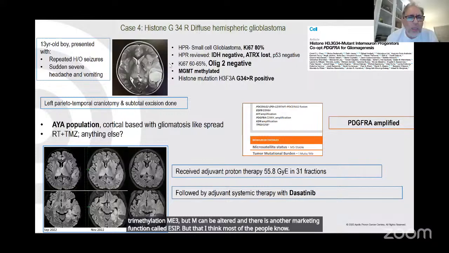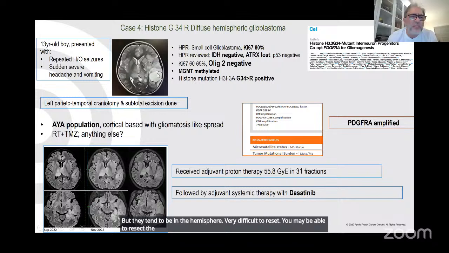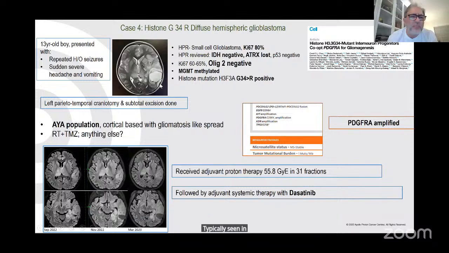This is a little unusual. We used to call them actually diffuse gliomatosis, or sometimes we used to call them GBM with PNET features, like at the diffuse involvement, but they tend to be in the hemisphere. Very difficult to resect. You may be able to resect but you know that you are just doing the tip of the iceberg. There's a diffuse infiltrating component all over the place. Typically seen in AYA population, OLIG2 negative, ATRX lost, again, very important marker.